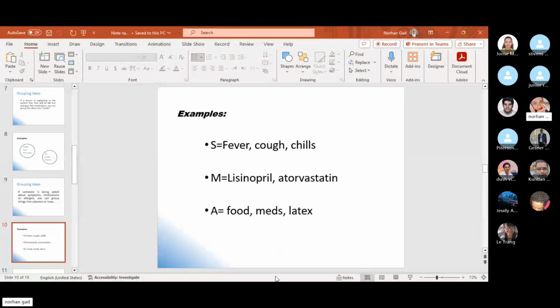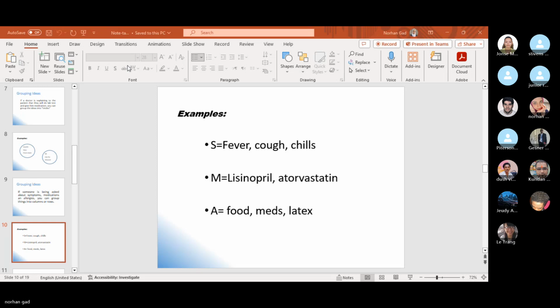Can anybody tell me what are the 2 methods that the interpreter used in the example that you can see on the screen? You can raise your hand. Well, apparently they grouped stuff into rows. A row for symptoms, a row for medications, and a row for allergies. Amazing. Yep. So the first is grouping ideas. This is the first method that the interpreter used for this example. What is the second method?